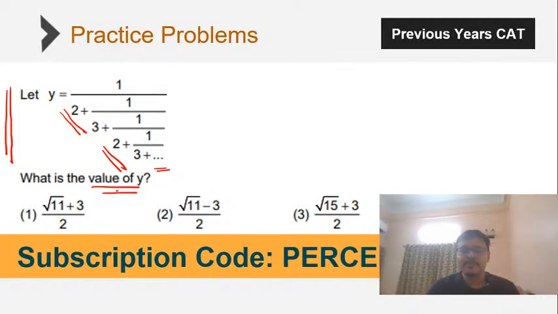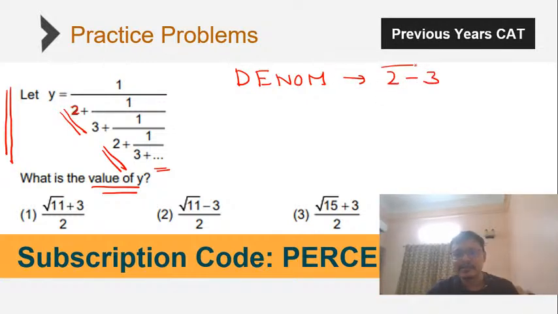So how do you get the value of y? The simplest way would be, what is the denominator? The denominator is 2 plus a fraction, 2 plus 1 by something, which means your denominator lies between 2 and 3.